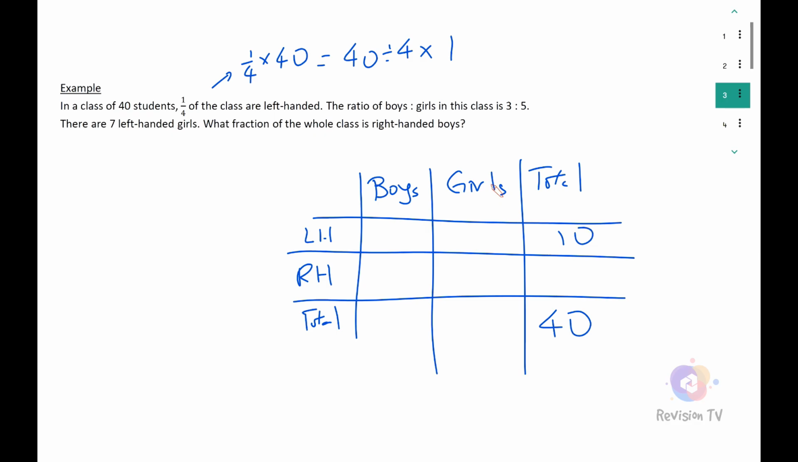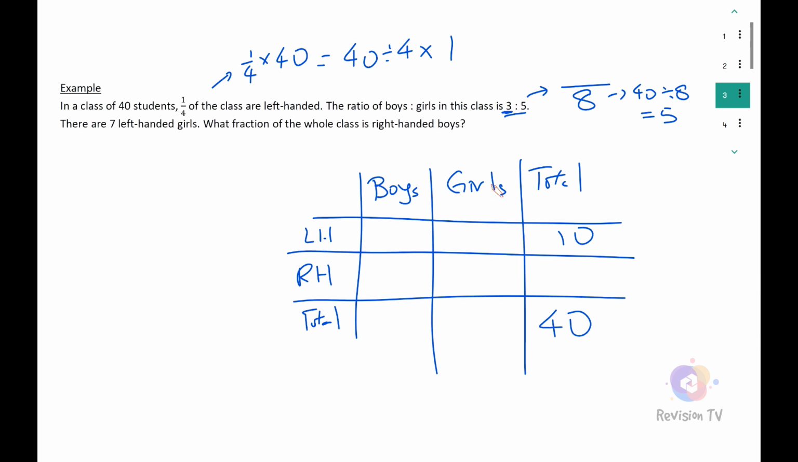Next, the ratio of boys to girls is 3 to 5. So that means altogether, the total parts of boys to girls is out of 8. So as a fraction, we'll put out of 8. What we can do here is share the whole class of 40 into 8 parts. So we can do 40 divided by 8, that's 5. That means for every one part, there are 5 students.